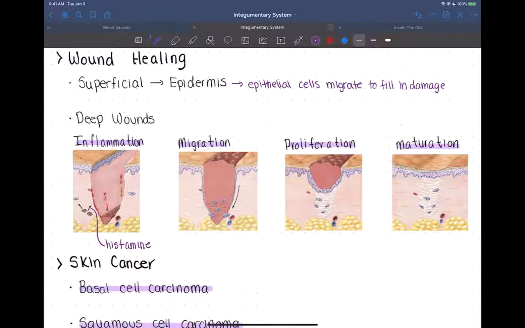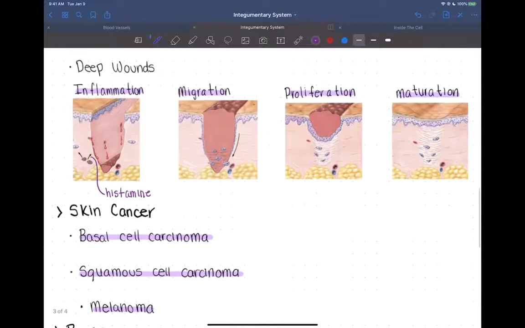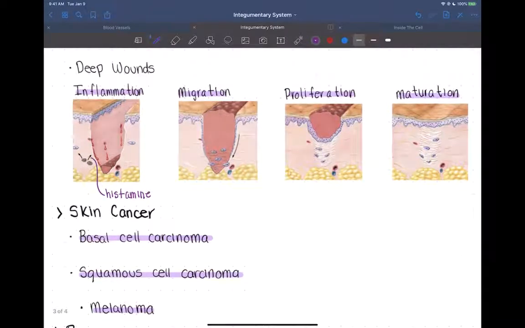And so with migration, at this point, obviously we have a bunch of cells moving into the area. They're going to be fibroblasts, right? And those are going to help to make new connective tissue.